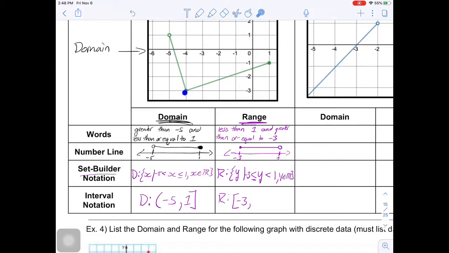Okay, and then what's my largest number? Well, it's 1, and in my range, I do not include 1 because it's an open circle. So this will be 1, and a rounded bracket. Okay, so there is stating this graph in 4 different ways.